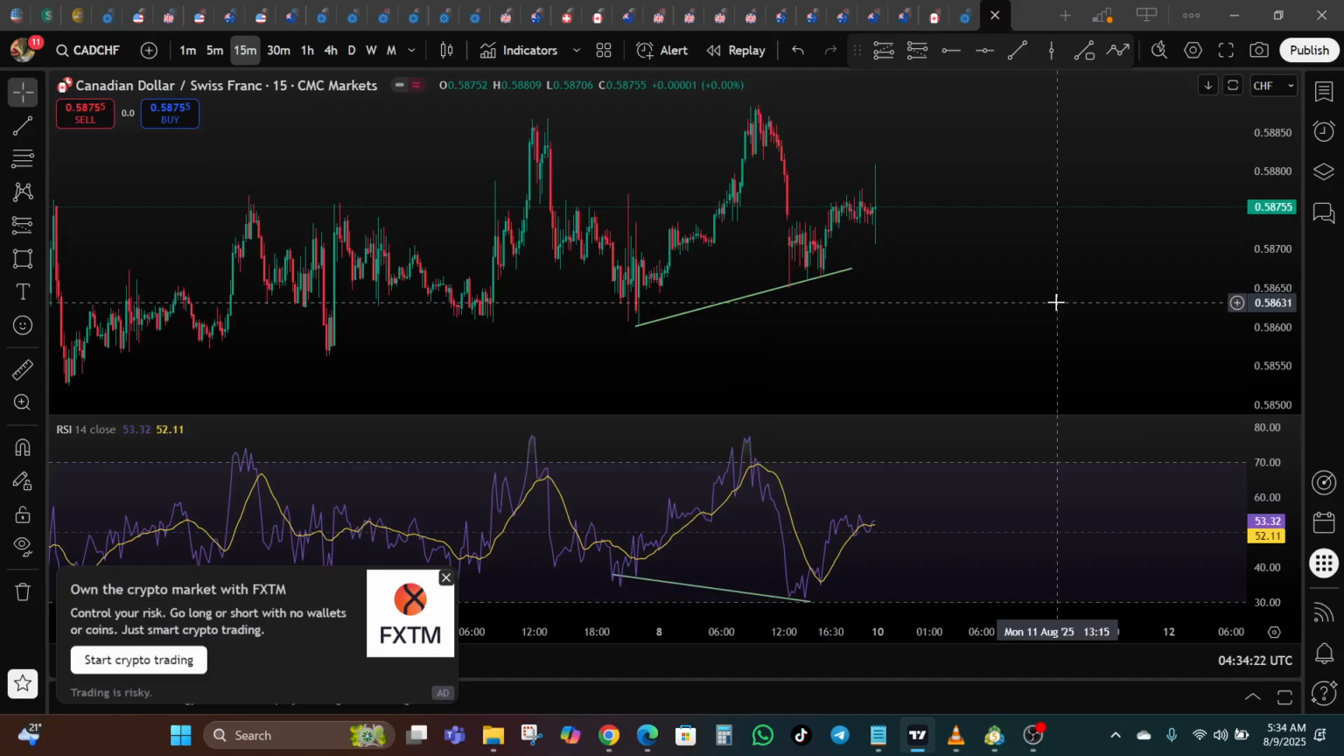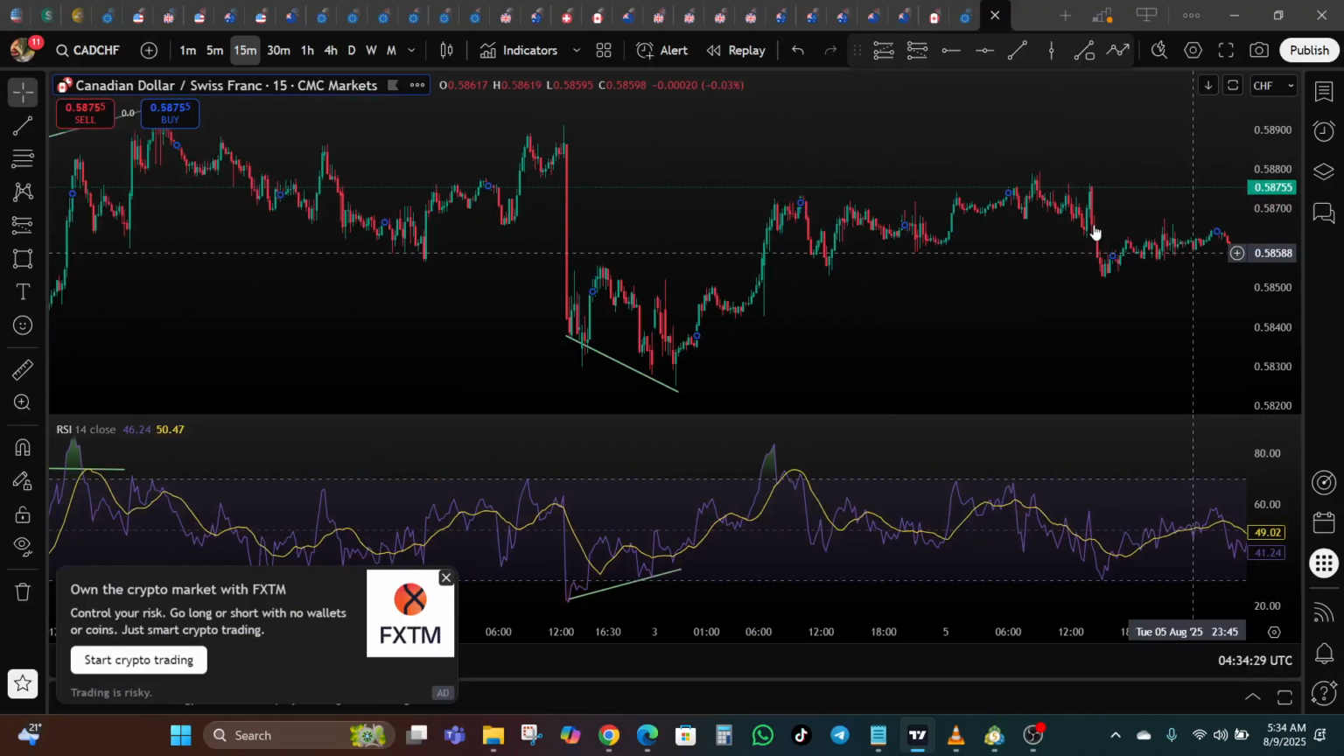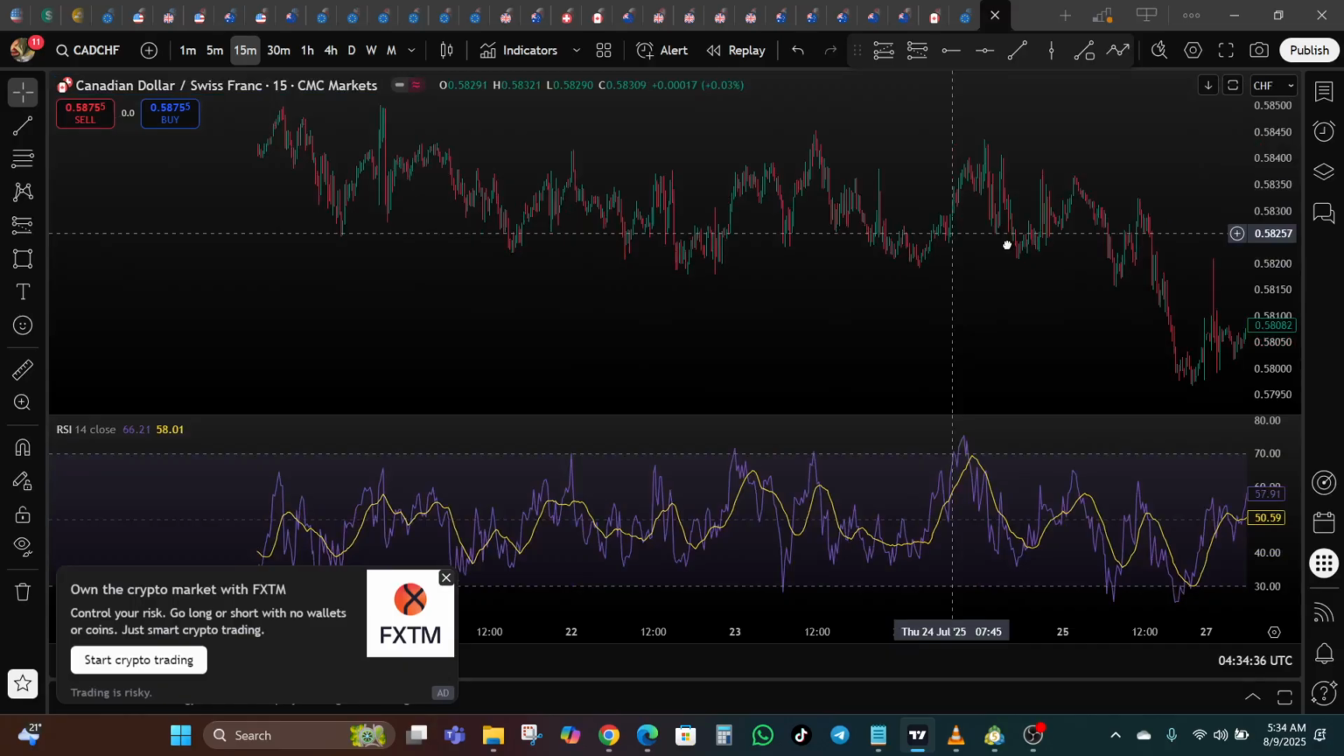Then in a downtrend, a hidden bearish divergence is when price makes a lower high, but the RSI makes a higher high. Okay, let's see if we can find an example.